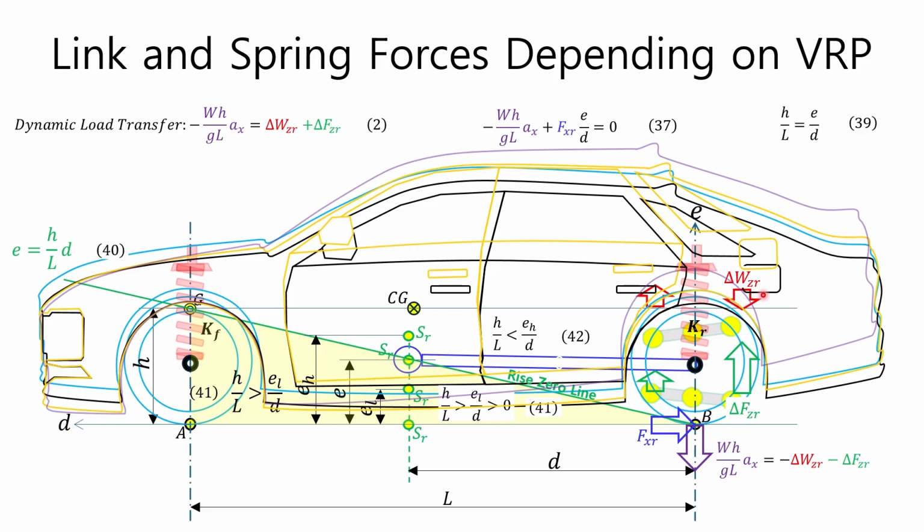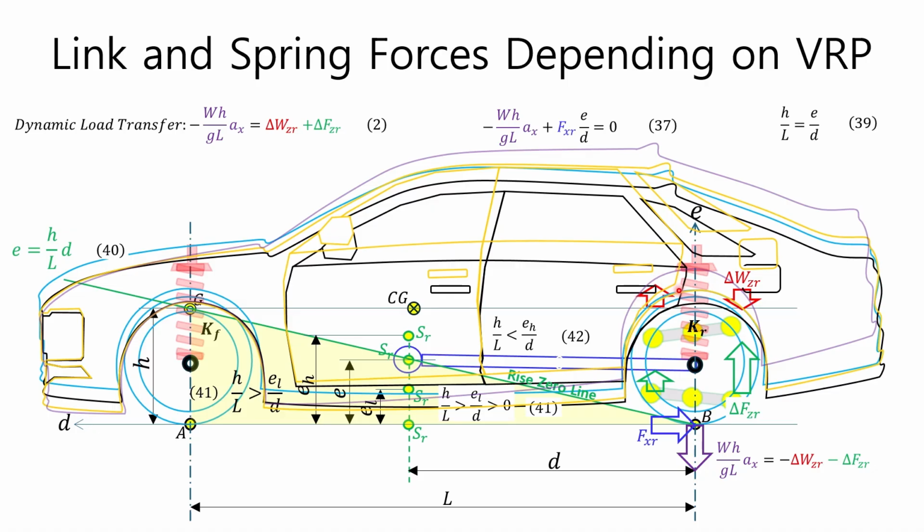In the region above the green line, the spring force, delta WZR, and the force of the suspension links, delta FZR, act in different directions. For this reason, if the virtual reaction point is located in the area above the green line, a compressive force acts on the spring, reducing the rear ride height to be smaller than in the steady state. Conversely, if the virtual reaction point is located below the green line, a tensile force acts on the spring, increasing the rear ride height to be larger than in the steady state.